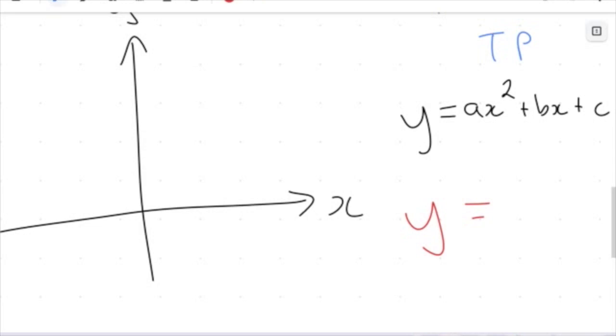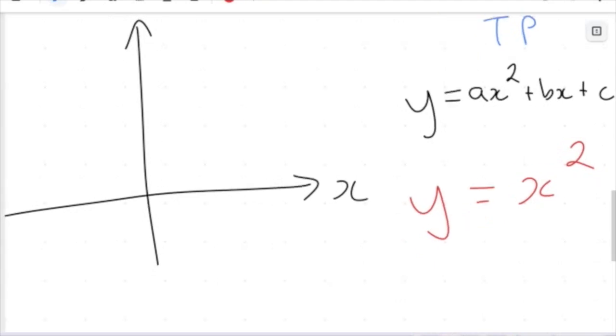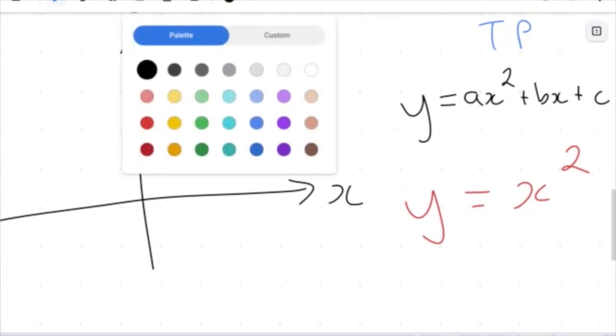The particular one I'm looking at, if a was 1, is my graph of my parabola y equals x squared. I hope we can all agree this is, compared to some of the quadratic expressions we were doing before, the easiest one we can work with. And we're going to be coming back to this one quite a bit.